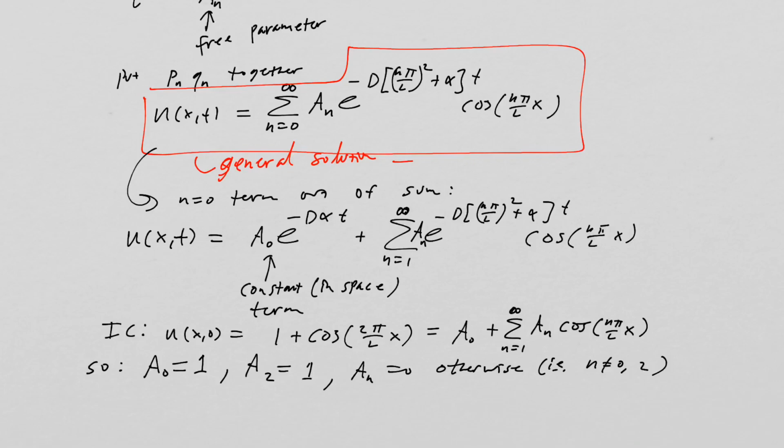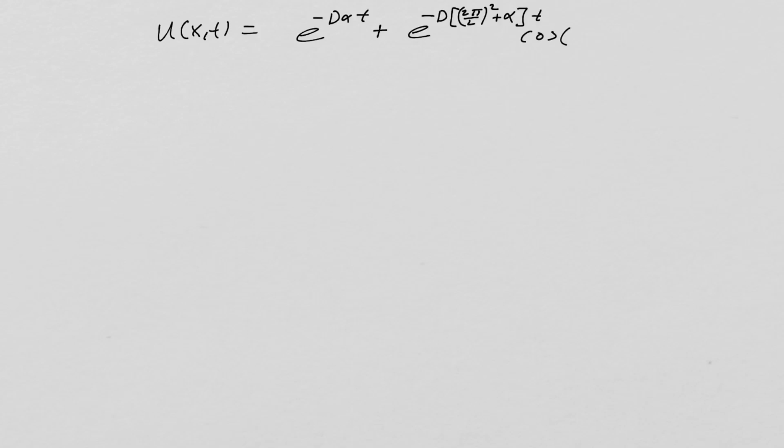Okay, so we can put that all together now. I'll put it on a new page now, so our final solution u is going to be e to the negative d times alpha t plus e to the negative d times 2 pi over L quantity squared plus alpha times t times cosine of 2 pi over L x. So that's our solution. So this is our final answer.